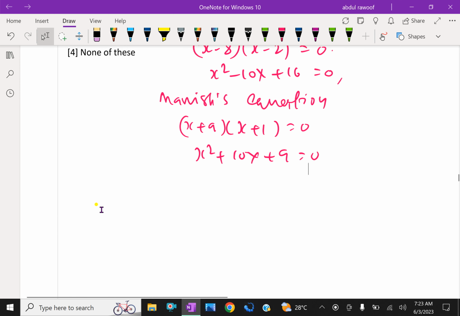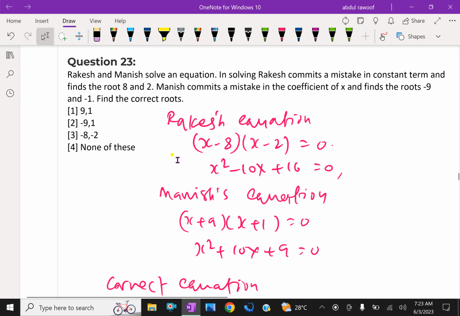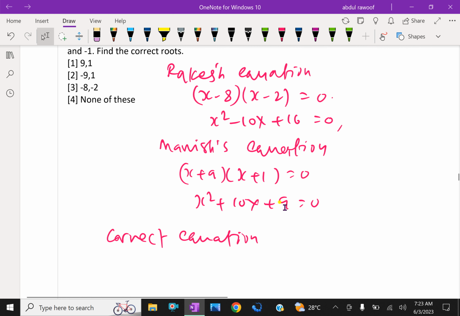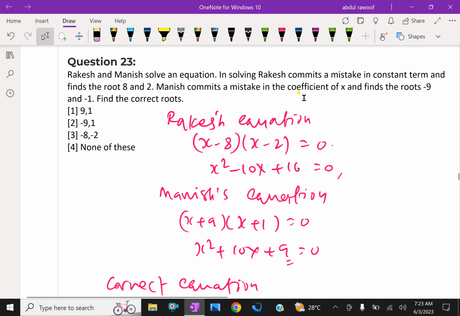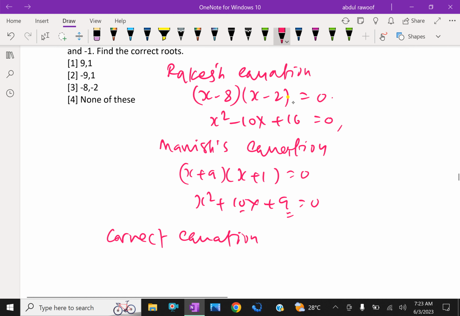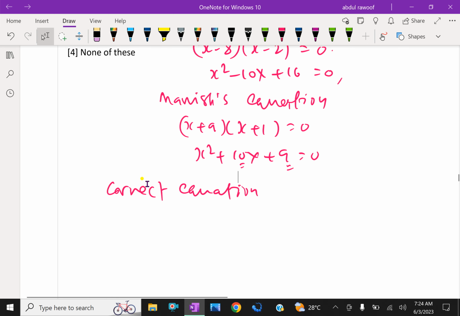The correct equation. Rakesh commits a mistake in the constant term, therefore the constant term will not be correct, and Manish commits a mistake in the coefficient of the x term. Therefore, the correct equation is x squared minus 10x.